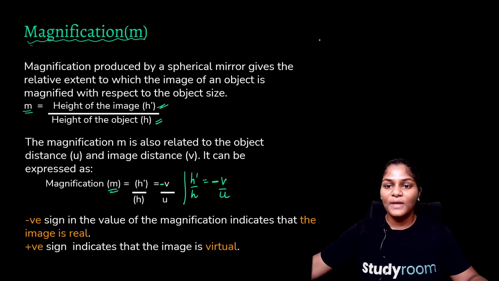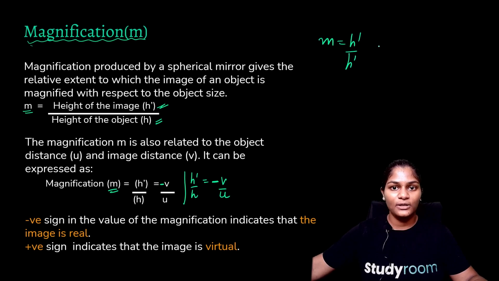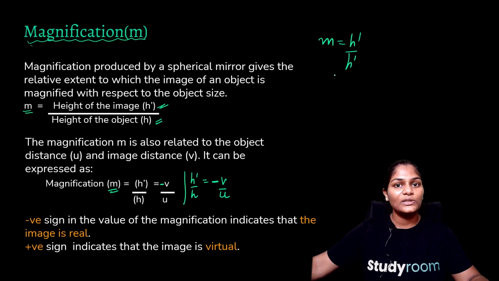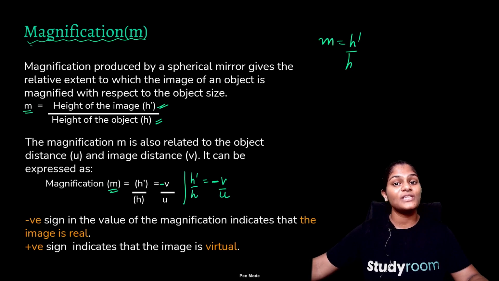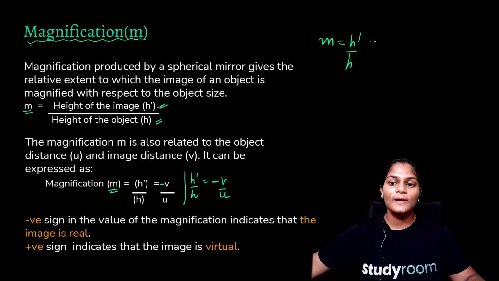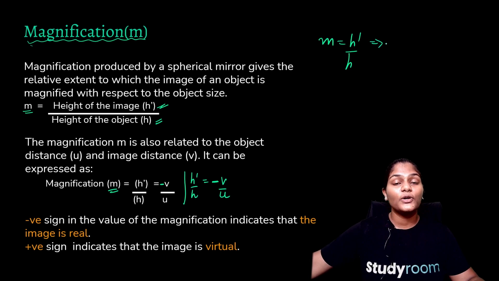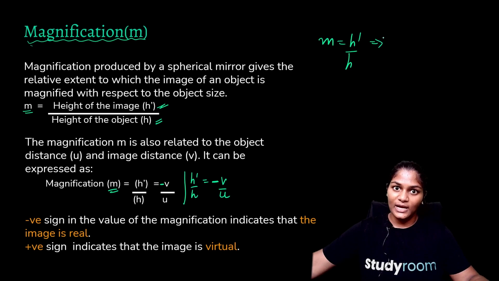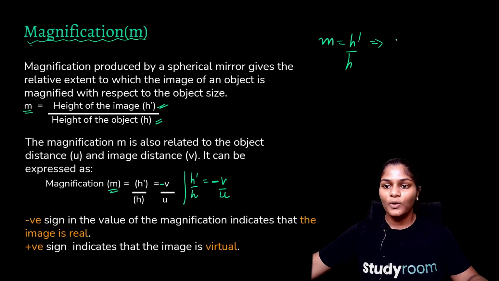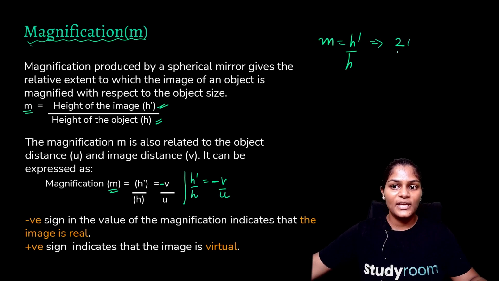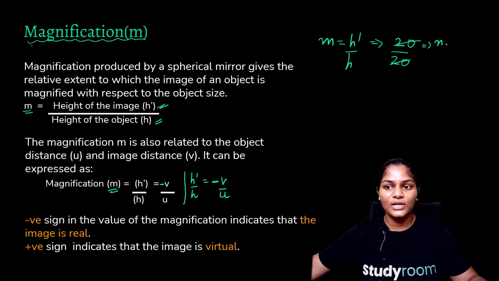Now look, our magnification is given by h dash upon h, which is height of image upon height of object. So say you are given that your object is of 20 centimeter height and the image formed was also found to be of 20 centimeter height. So what does that mean? When you put h dash and h, the 20 and 20 basically cancel out. So what does your magnification come out to be? Your magnification comes out to be 1, right?